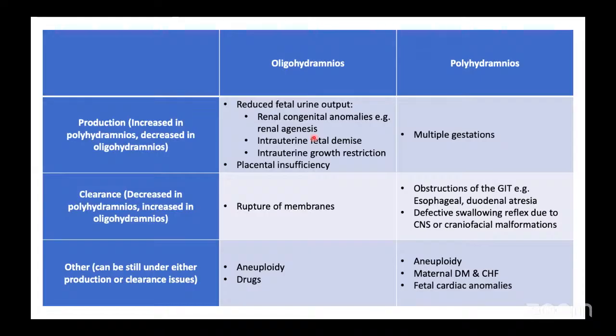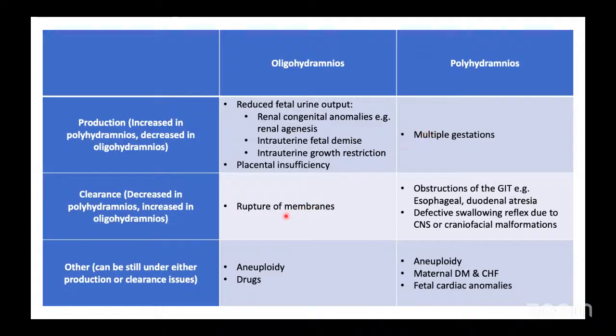So decreased production in oligohydramnios as a result of decreased fetal urine output, usually to do with problems with the kidneys, or you have death of the fetus, so fetal demise or growth restriction. It can also be due to placental insufficiency, so lack of sufficient blood supply going to the fetus, and hence it doesn't produce enough fluids. On the other hand, polyhydramnios, increased production is seen in multiple gestations mainly, right?